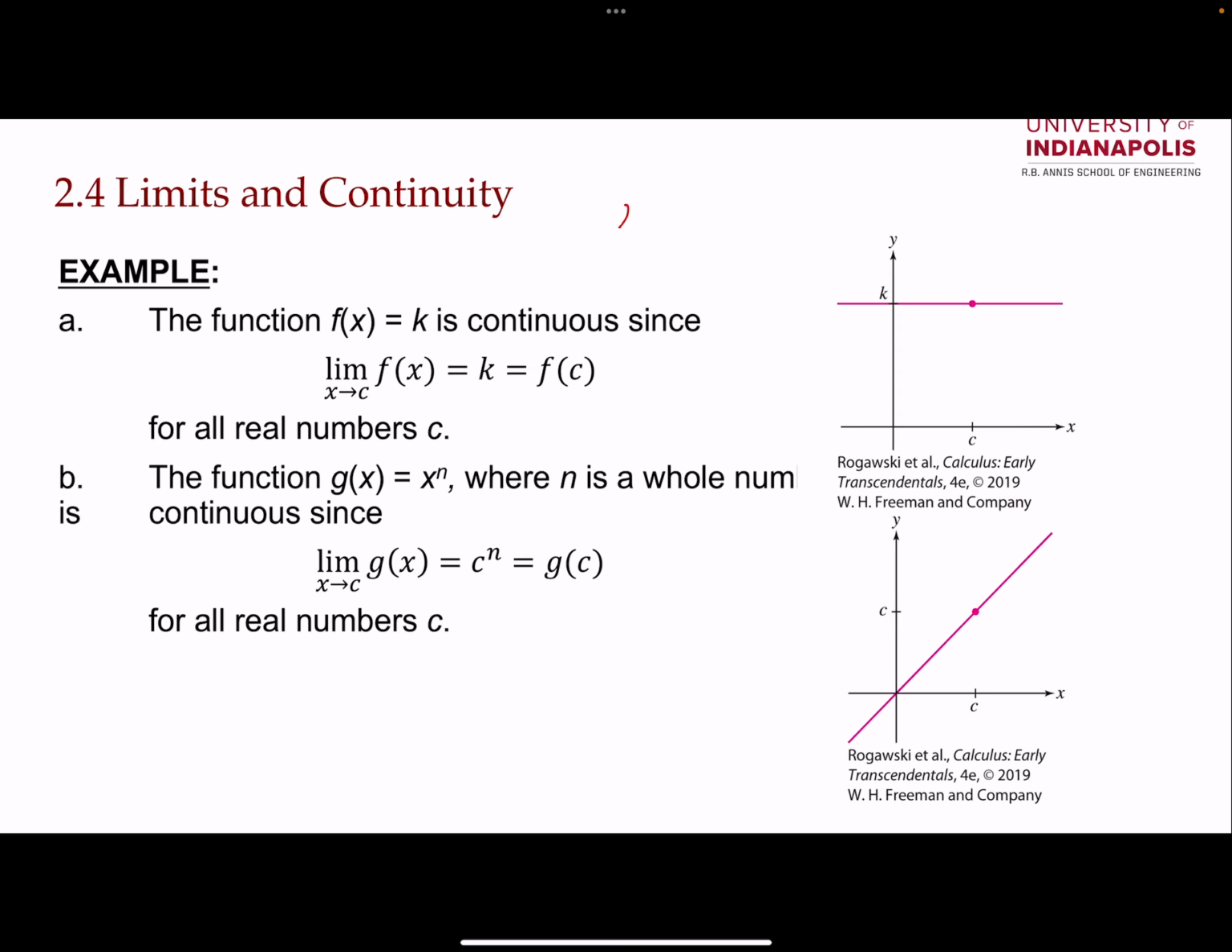So we will see that the limit as x goes to c of k is equal to k, and that k is equal to f(c). See? That means the limit exists and the function is defined at c and they are both equal. So it is continuous.